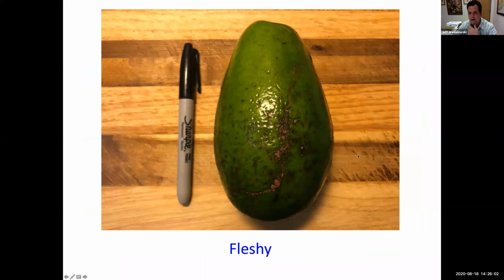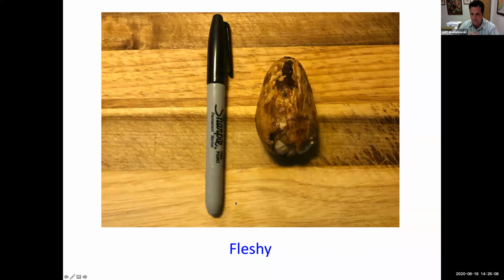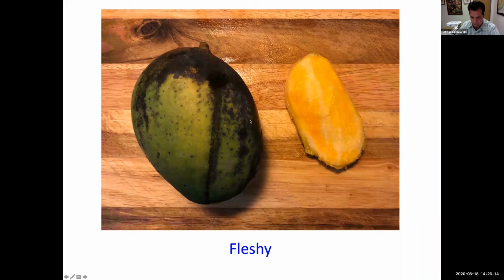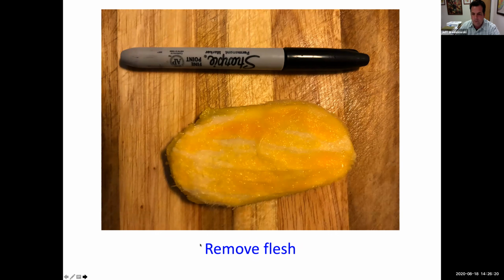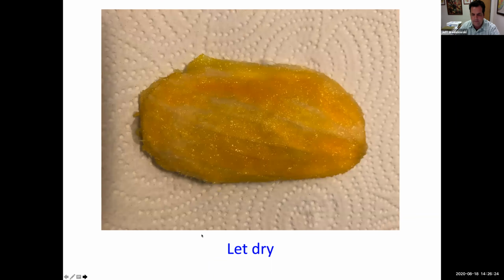Okay, so here we have a fleshy fruit. Obviously what we want to do is remove that flesh, and then we find the seed. So we're going to plant that. We have a fleshy fruit. We remove the seed, which we see on the right. Remove the flesh. Then I like to let them dry out a little bit, so I put it on a paper towel and let it dry out.